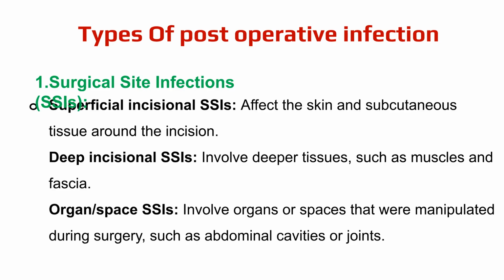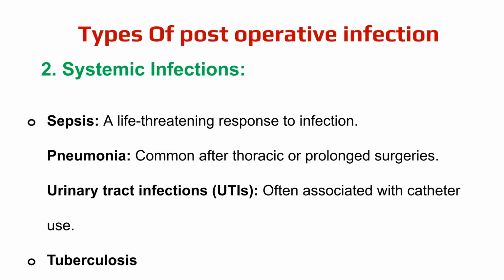Types of postoperative infections include surgical site infections, or SSIs. These are categorized as superficial, deep incisional, or organ and space SSIs, depending on the affected area. Systemic infections are another type and include sepsis, pneumonia, urinary tract infections, and tuberculosis.